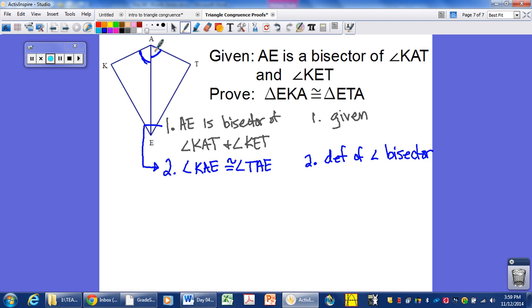Okay, so not only does it bisect KAT, it also bisects KET. So this one on the bottom as well got bisected. So when you bisect angles, you have congruent angles. Angle KEA, now this is the bottom angle, KEA, that's down here, is congruent to angle TEA. That's the one on this side, T to E to A. By the same reason, the definition of an angle bisector.